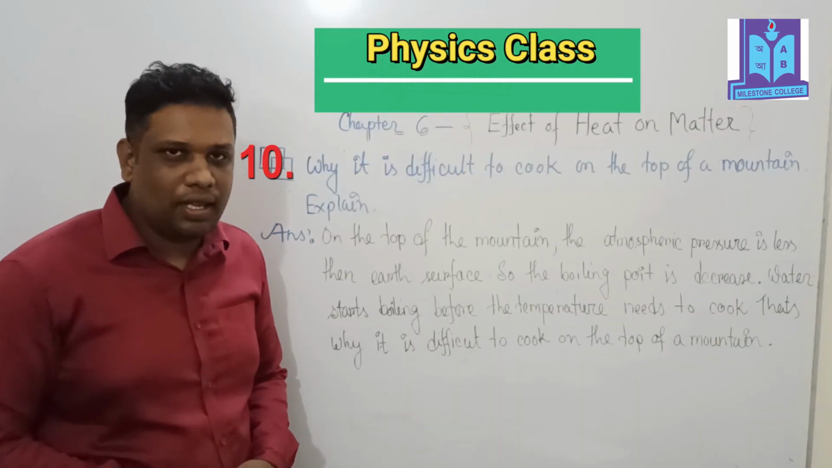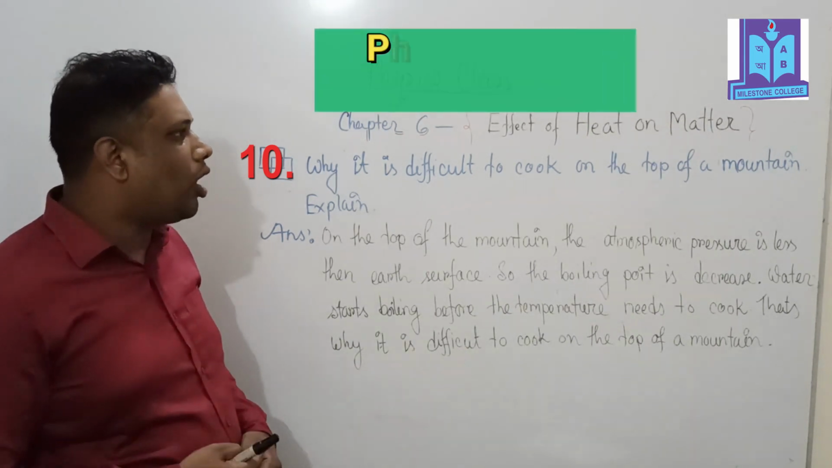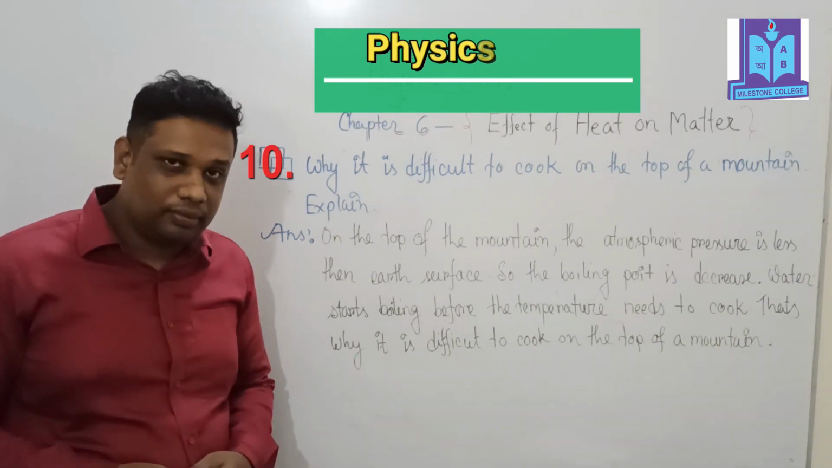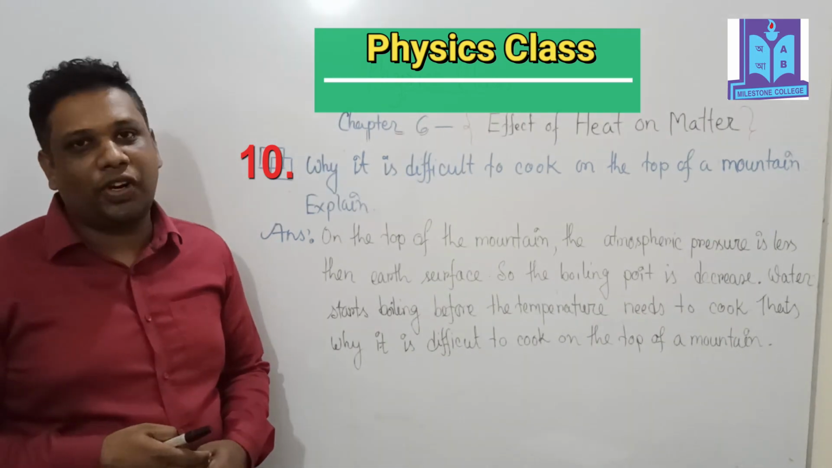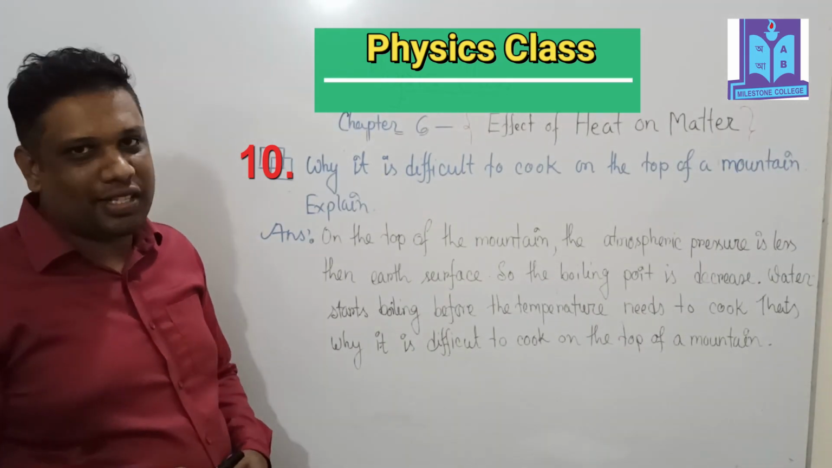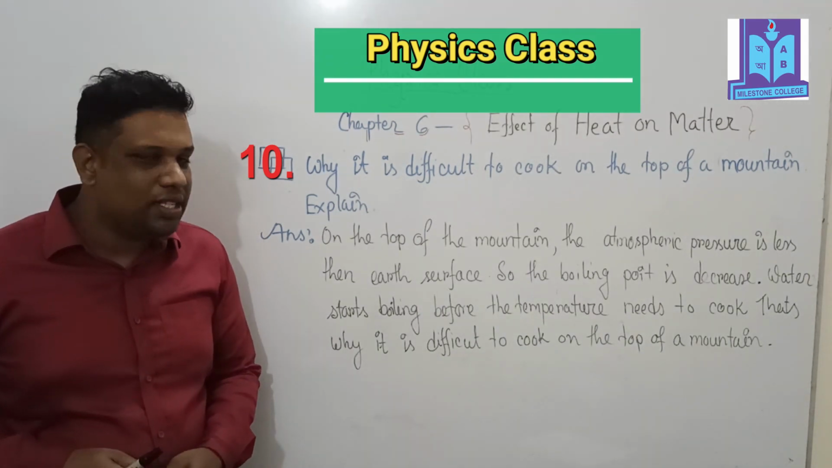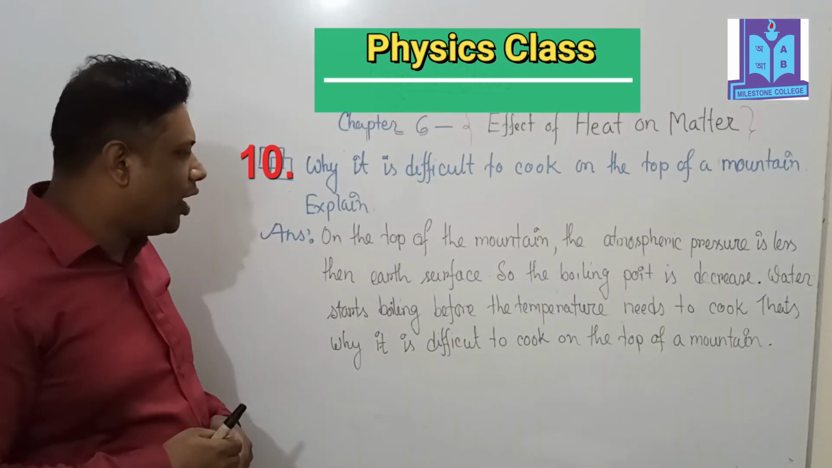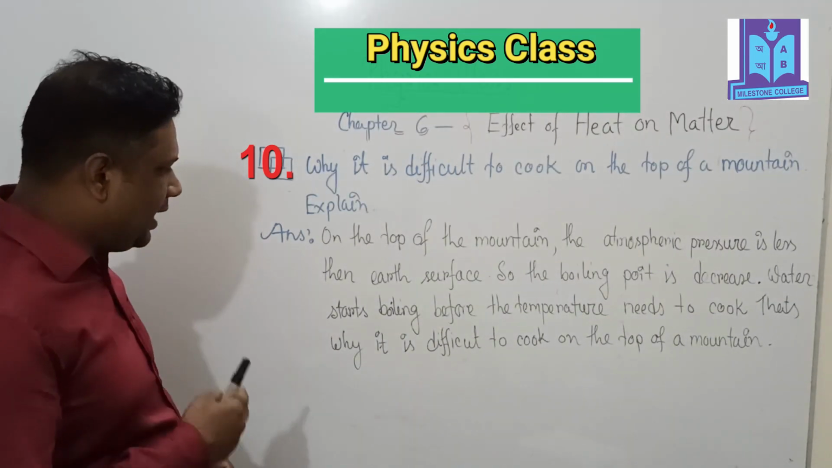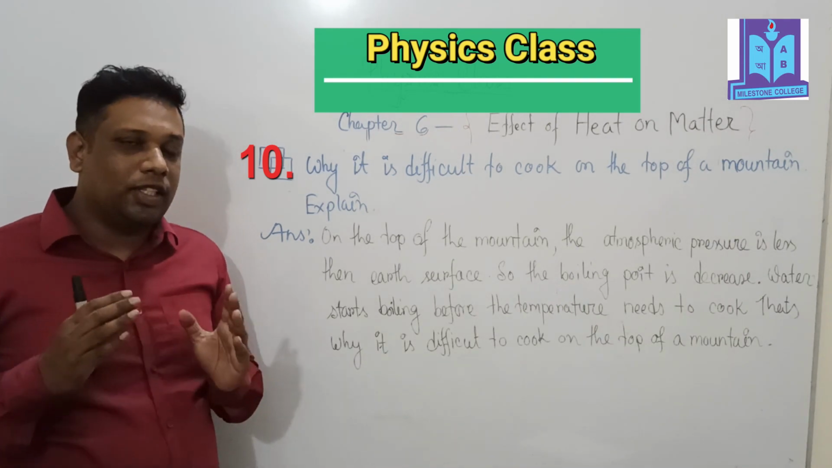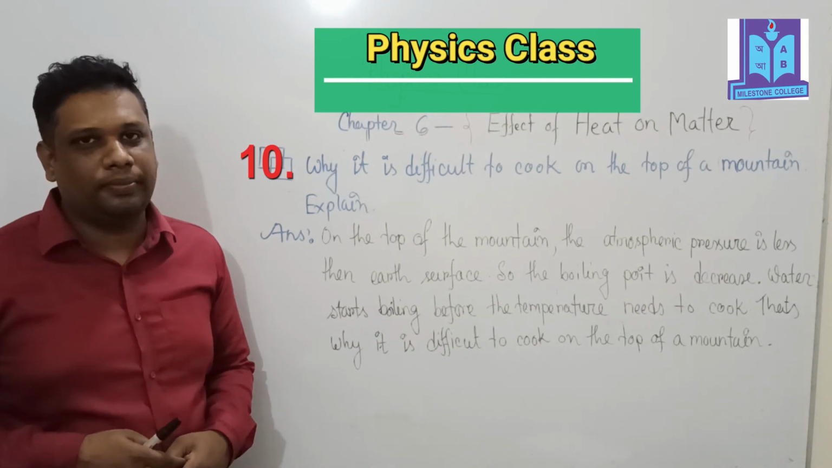So my dear students, our next question is: why is it difficult to cook on the top of a mountain? Explain. So here is the answer. On the top of the mountain, the atmospheric pressure is less than at Earth's surface. So the boiling point is decreased. Water starts boiling before reaching the temperature needed to cook. That's why it is difficult to cook on the top of the mountain. So this is the answer to this question, my dear students.